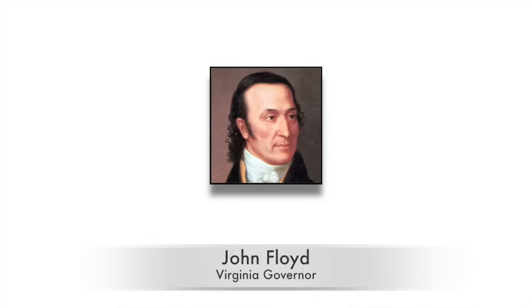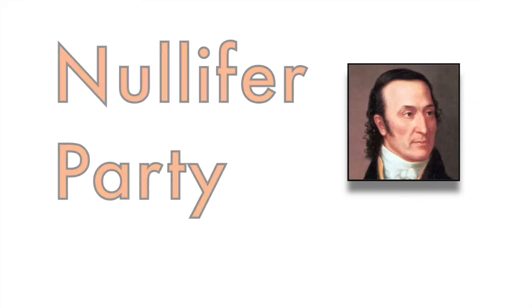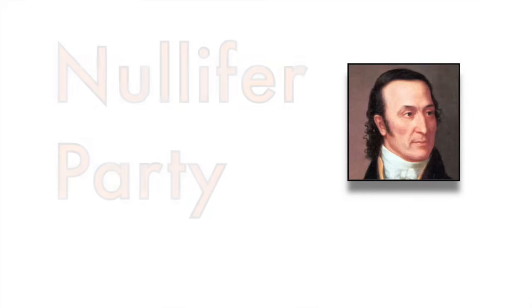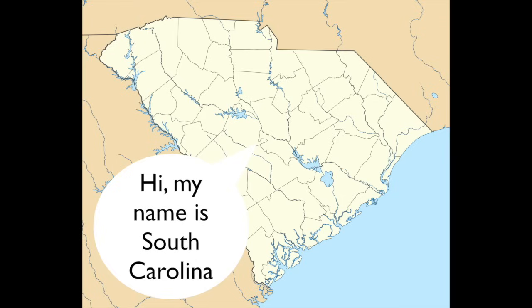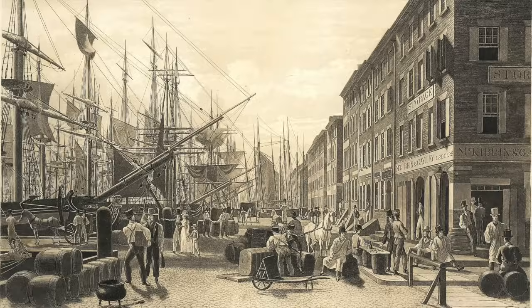A fourth candidate, John Floyd from Virginia, was supported by the newly formed Nullifier Party, even though he didn't officially run for president. The Nullifier Party was basically a bunch of people in South Carolina upset about Jackson's support for increased tariffs that hurt the state. And here are the results.